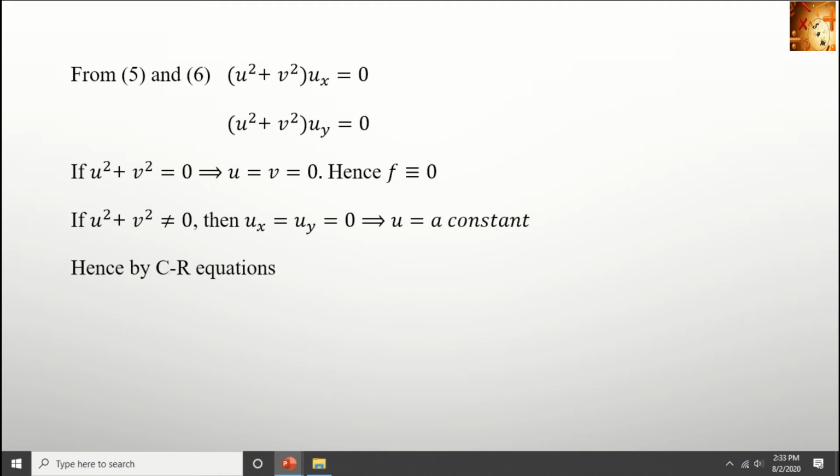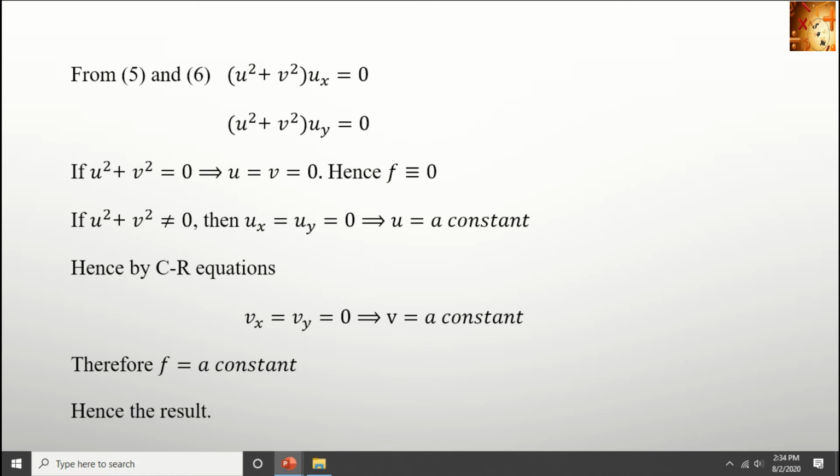Similarly, by CR equations, if ux equal to 0, we get vy equal to 0. If uy equal to 0, we have vx equal to 0. So vx equal to vy equal to 0, which means v is a constant function. So u is a constant function and v is a constant function, which means f equal to u plus iv is a constant function. Hence the result.